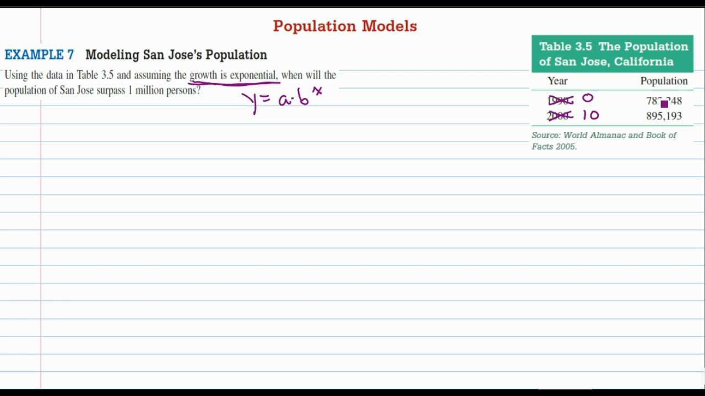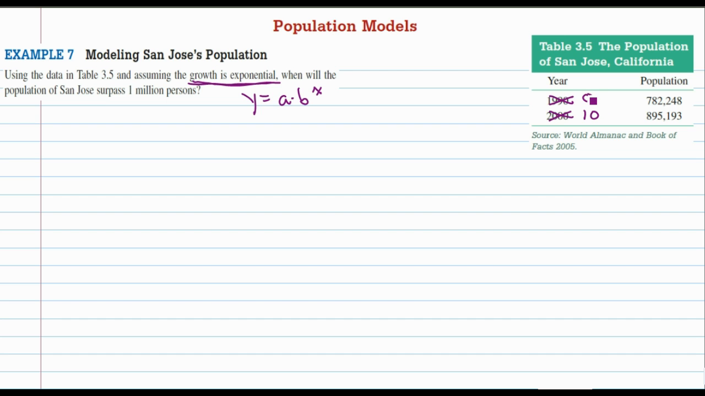So I can see that the population is growing, and the problem tells me that it's growing exponentially, not linearly, but exponentially, not logistically either, as we were talking about in the last example. So now I need to set up an exponential growth equation to model these two population data points.